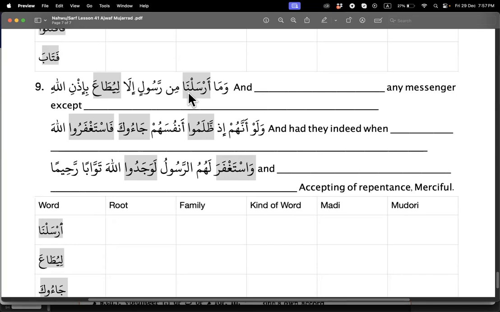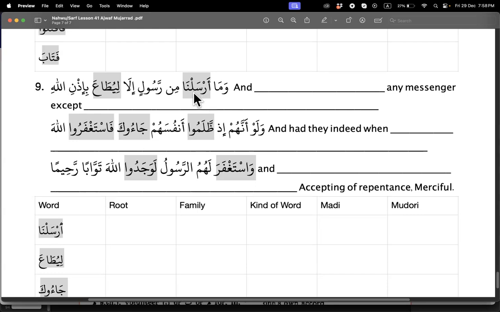Arsalna is a fi'il madi, nahnu, and the root word is ra sin lam. Then the verb is if'al, aslama yuslimu. So put in ra sin lam: arsala, yursilu, irsalan, fahuwa mursilun. Very good.